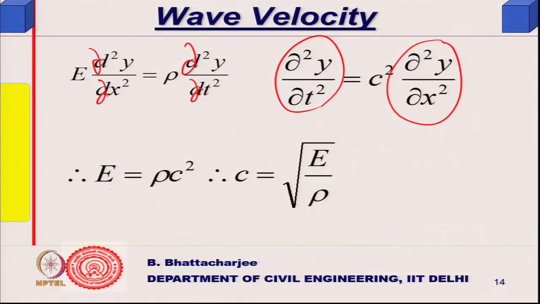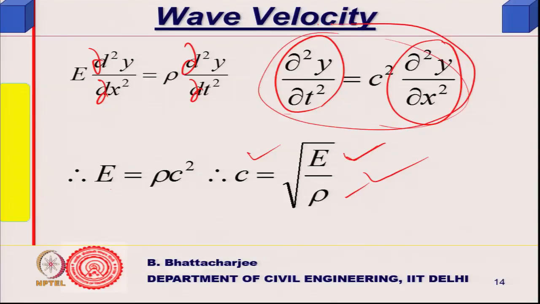So E is equal to rho C square, and C is equal to the square root of E by rho. So C square is equal to E by rho, right? So velocity is dependent upon the elastic modulus, or actually the bulk modulus, and rho is the density of the medium. This comes from what we have derived earlier, and therefore we can relate these.